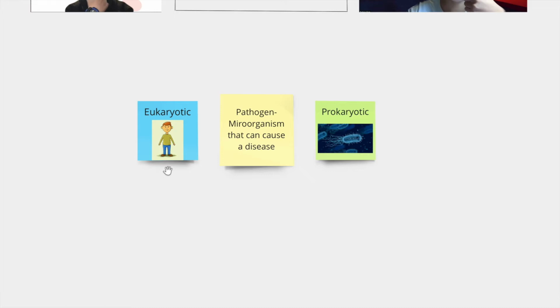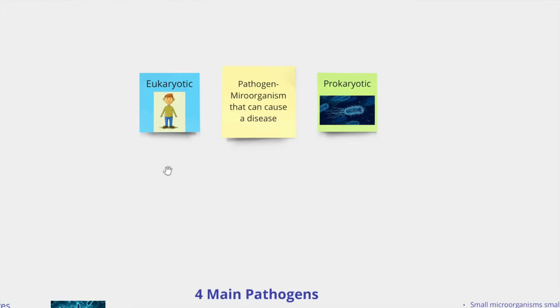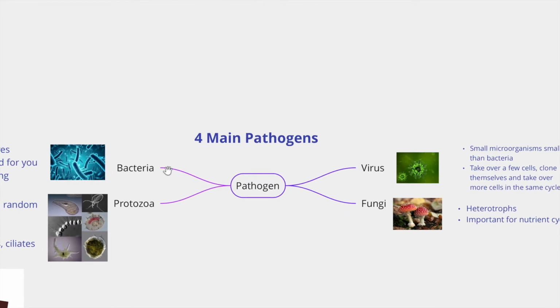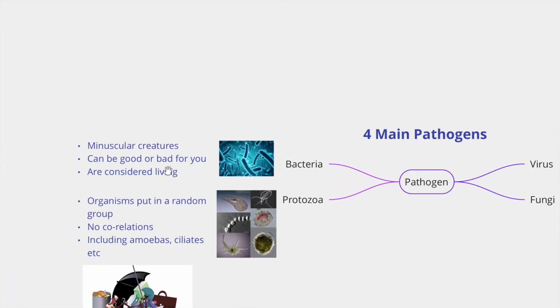And the four main pathogens are bacteria, fungi, protozoa, and viruses. Let me briefly talk about each main pathogen. So, a bacterium is a microscopic organism that is not visible with the naked eye. Some can be good for you, like lactobacillus, while others can be bad for you, like E. coli, which can give you stomach cramps and make you sick. Bacteria are considered alive, and they can survive by themselves.